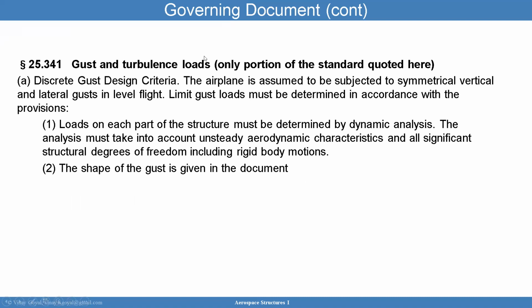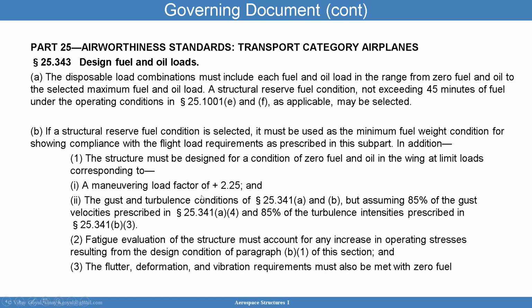Gusts and turbulence have to be taken into account. I'll be talking about the criteria for that. The airplane is assumed to be subjected to symmetrical, vertical, and lateral gusts in level flight. Limit gust loads must be determined in accordance with the provisions that follow. Loads on each part of the structure must be determined by dynamic analysis, and the analysis has to account for the unsteady dynamic characteristics and all significant structural degrees of freedom, including rigid body motions. The shape of the gust is given in the document. I'll show it to you later in the next lecture.